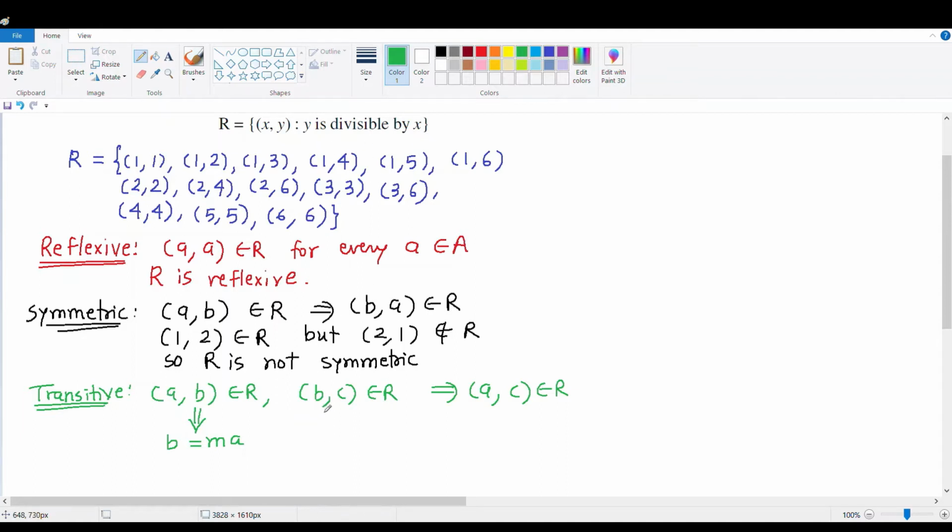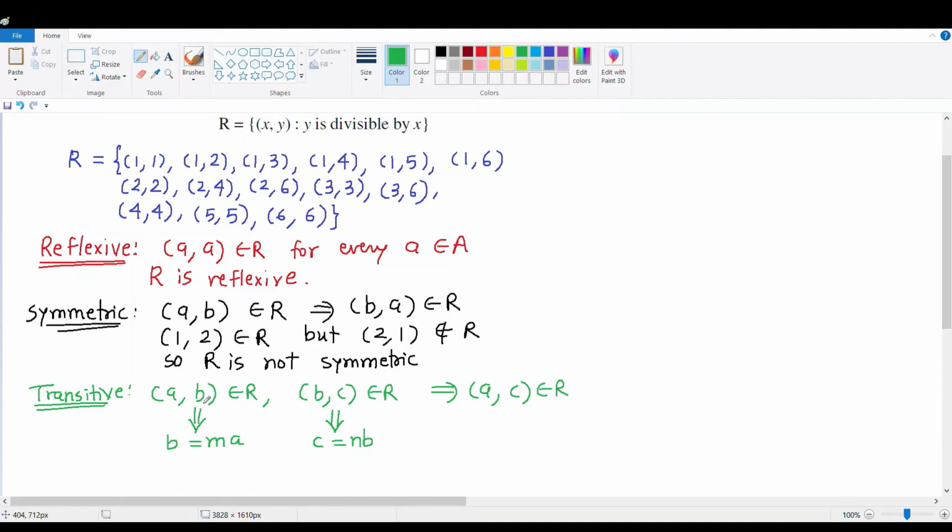Now for (b, c), that condition is going to be what? That c is divisible by b. And if c is divisible by b, it means c is a multiple of b. So for this we can take some other constant. Let's make it n. So c must be equal to n times b. Why? Because c is a multiple of b. So b times some number must be c.